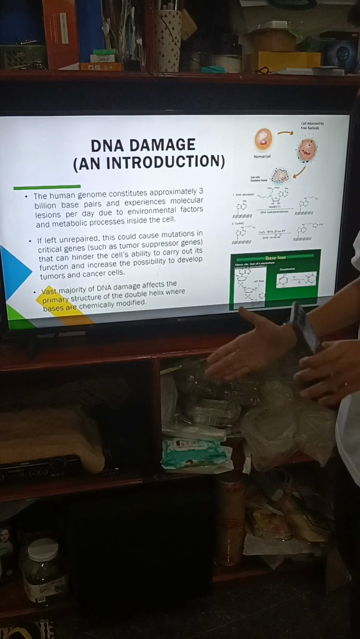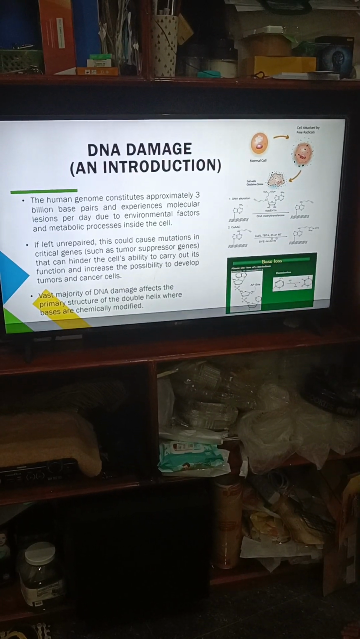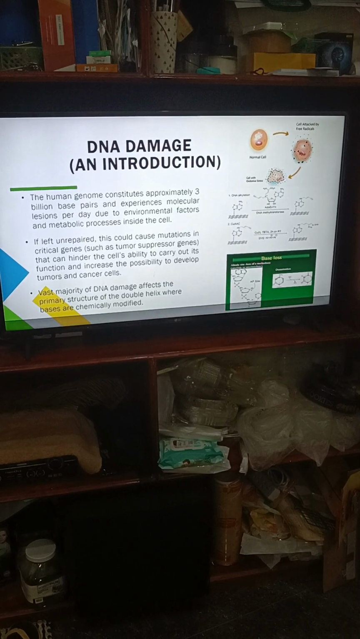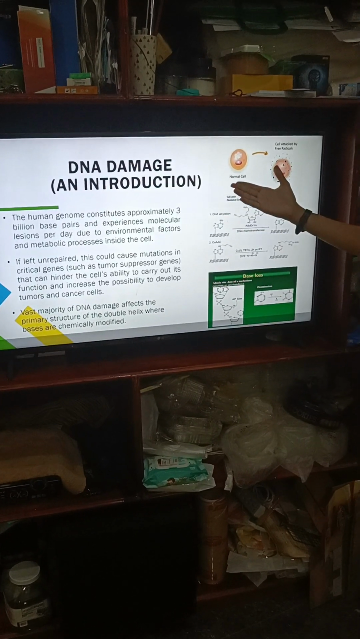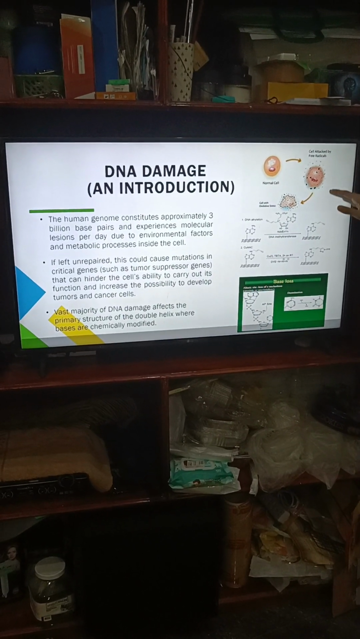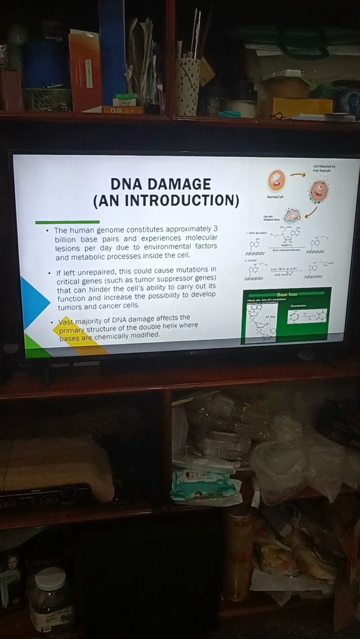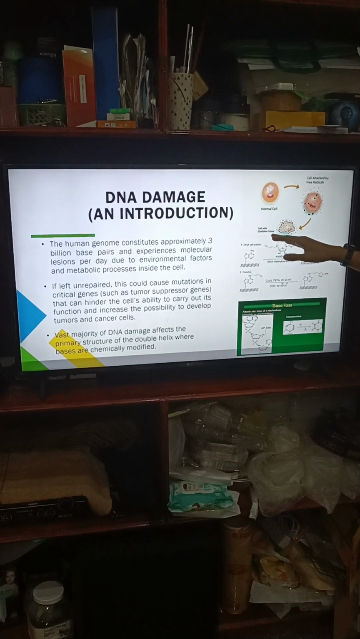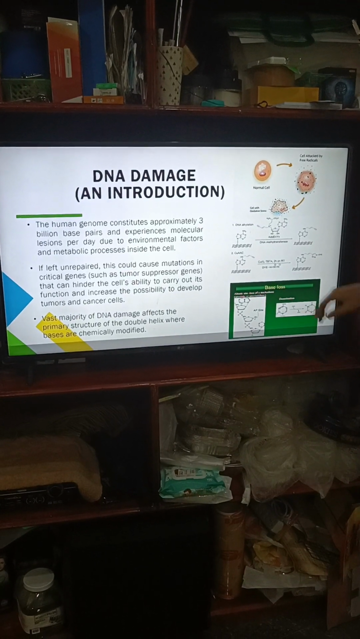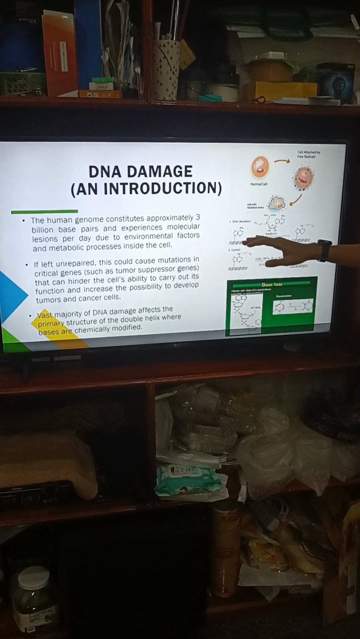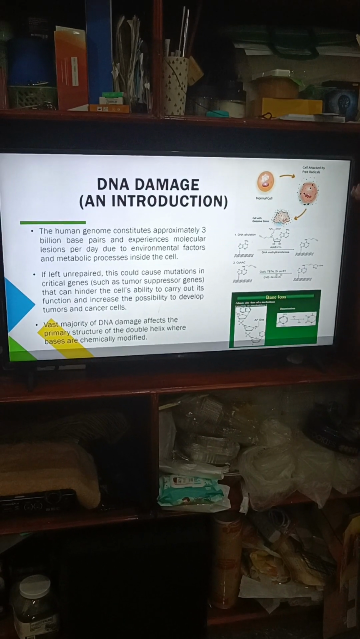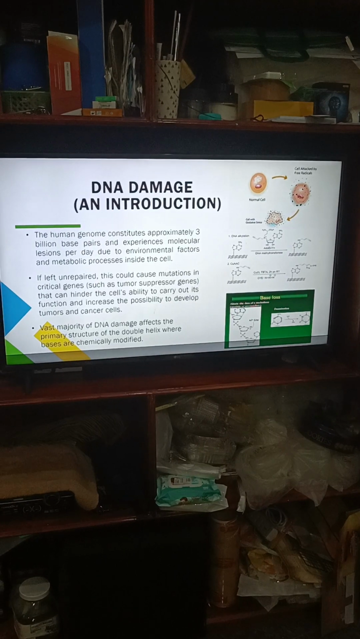The vast majority of DNA damage affects the primary structure of the double helix, or bases are chemically modified. What happens in the picture is an example of a normal cell attacked by free radicals, forming a cell that is bombarded with oxidative stress, followed by DNA alkylation and then base loss. These are just some examples of DNA damage mechanisms.